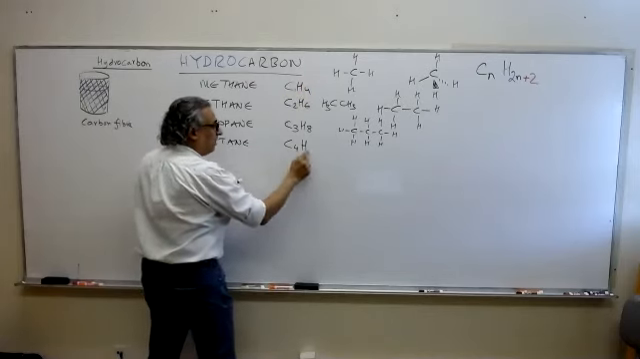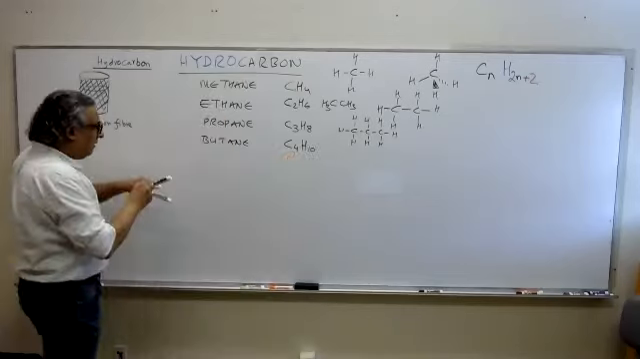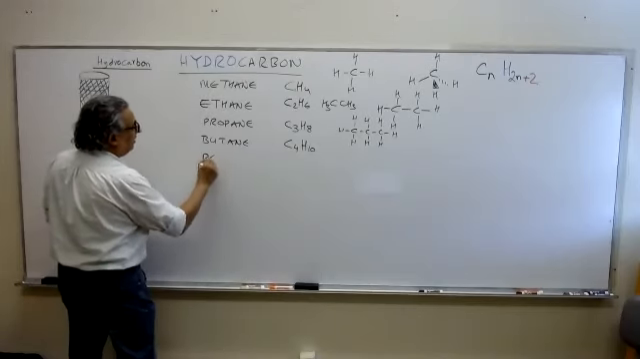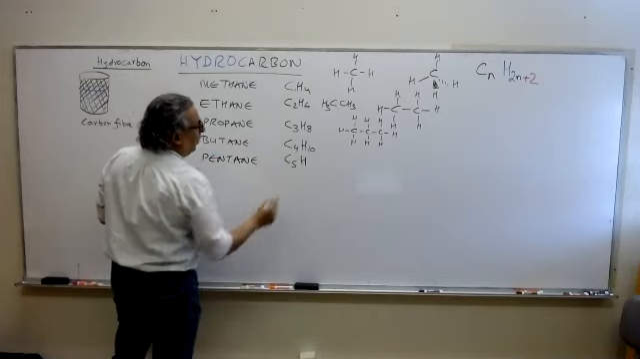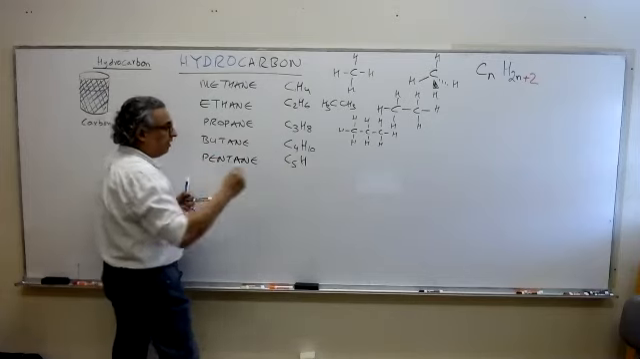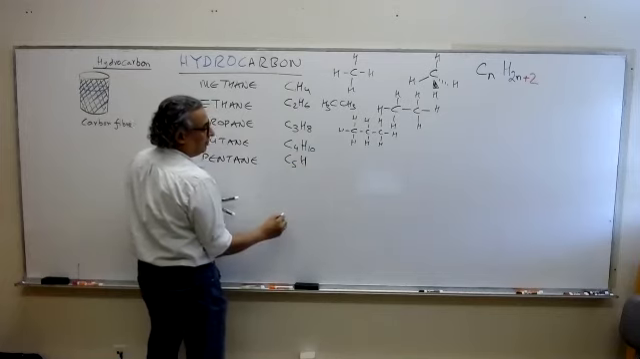So what should be the formula of butane without going through that painful journey? C4, H, how many? 10. How did you get 10? It's 4 times 2, that's 8, plus 2, 10. Perfect. Butane, then pentane. C5H what? 12.